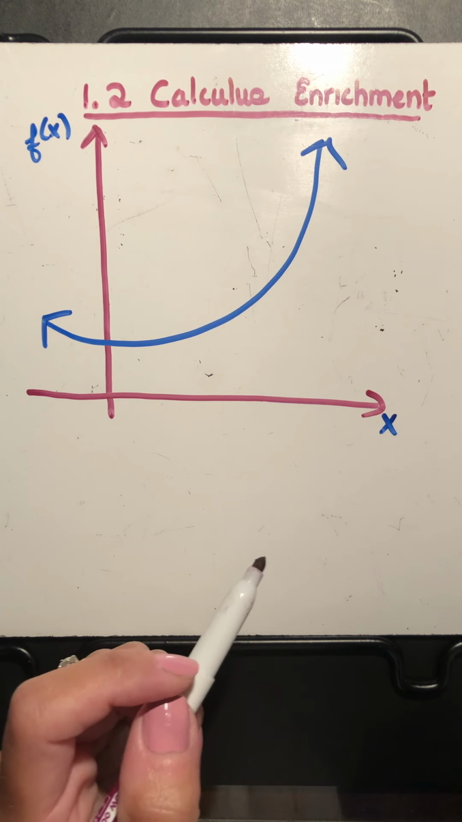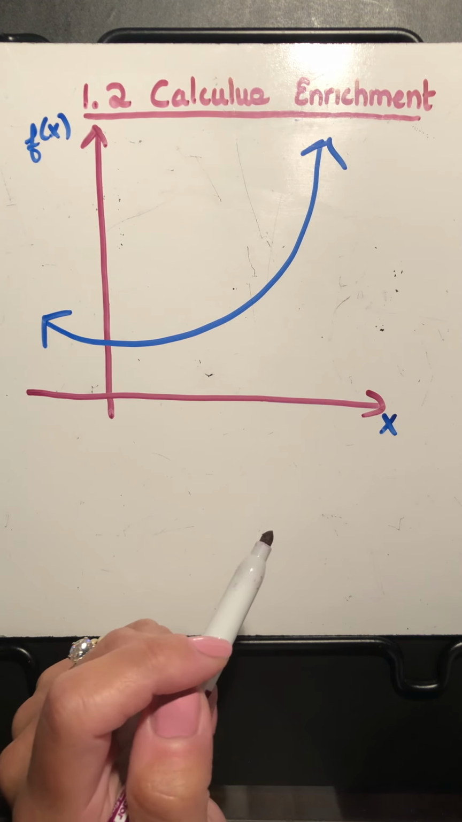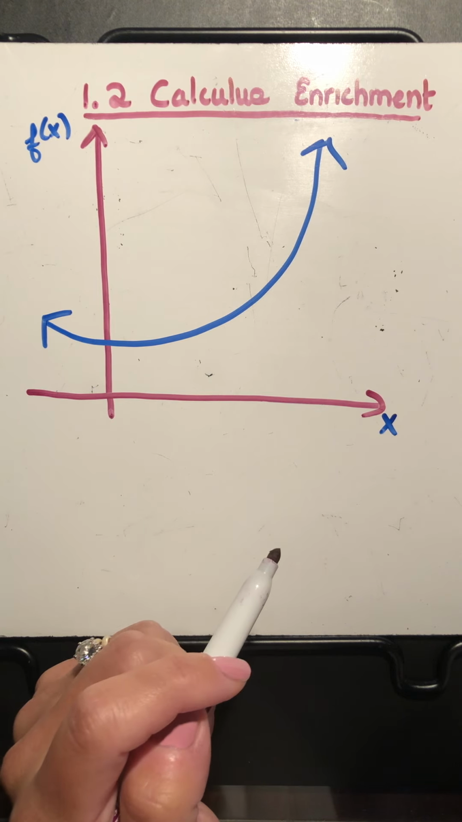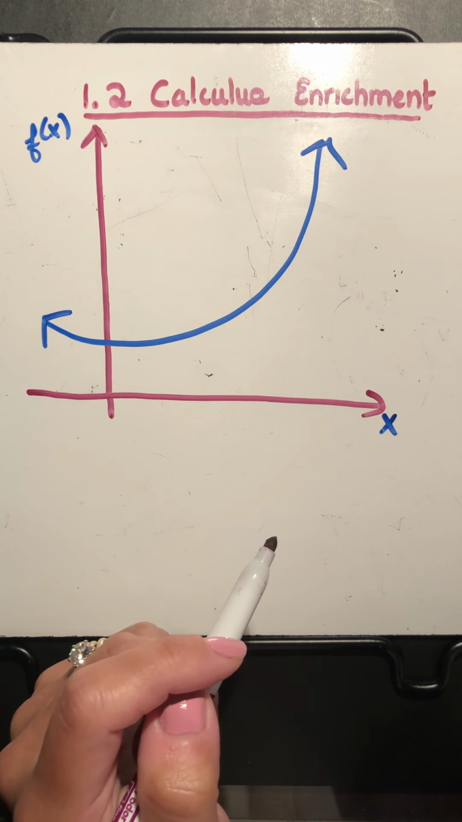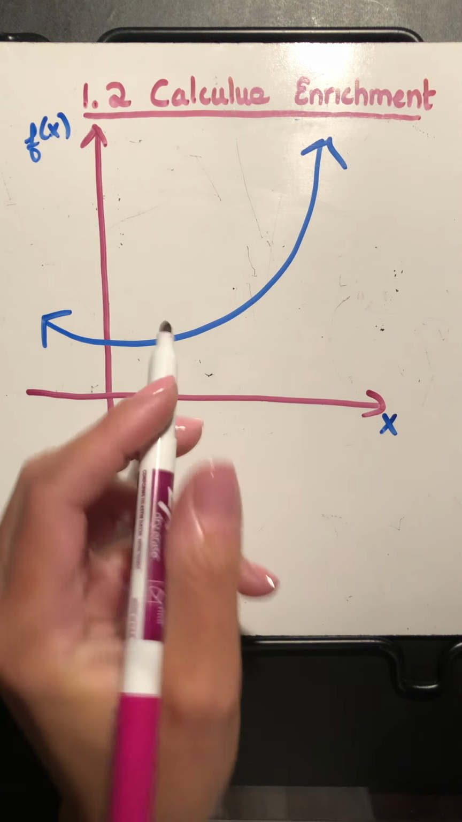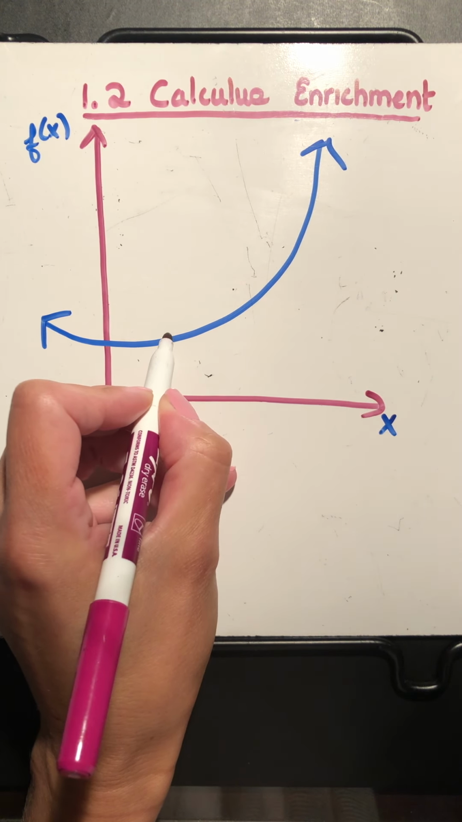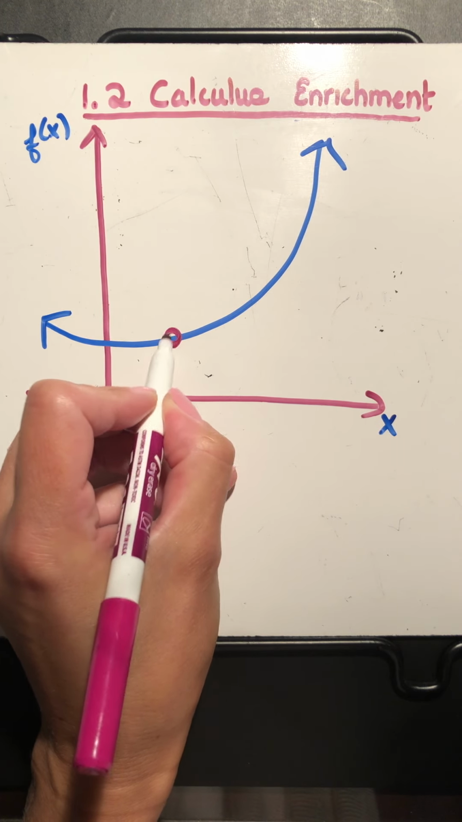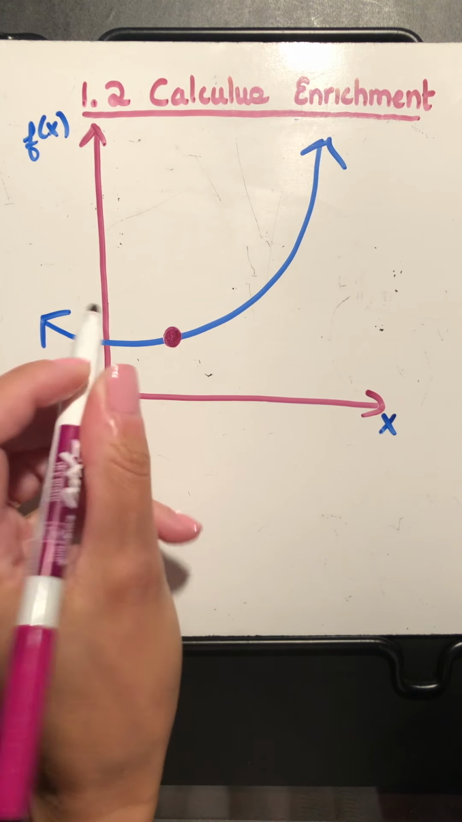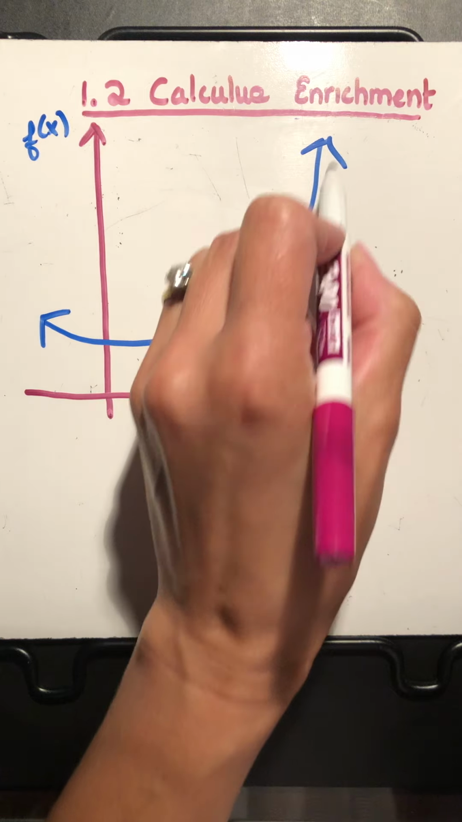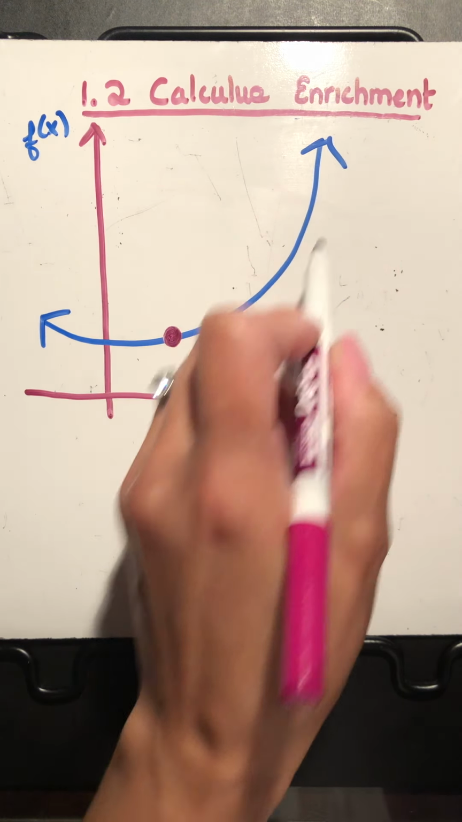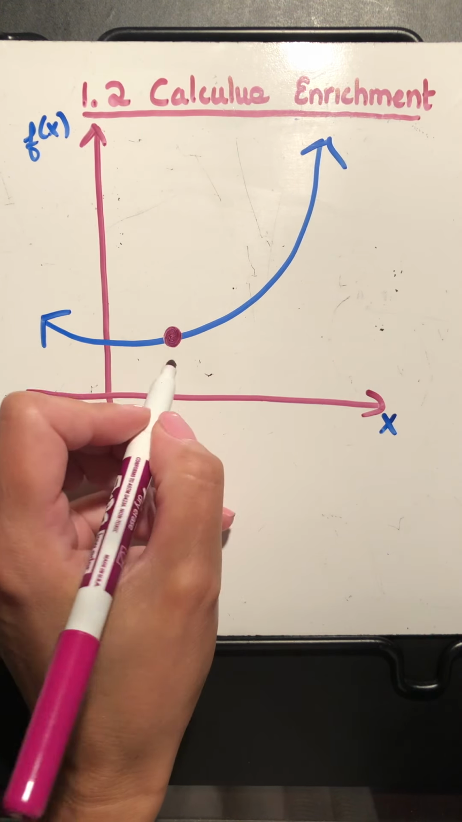So in this video, what we want to do is calculate the slope or the rate of change at a specific point on a curve. Let's say I want to calculate the rate of change at this point here on this curve. It doesn't actually matter what the function or the equation is. We're just talking about a general concept.